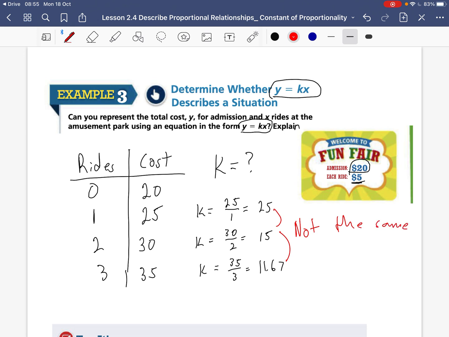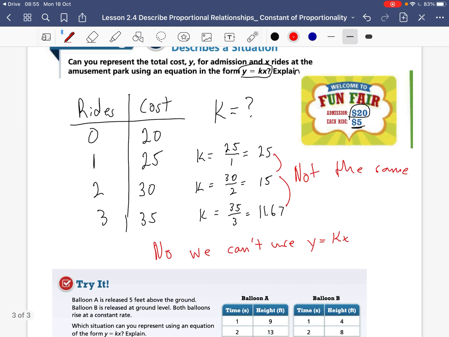It's different. So can we write this out using this form? No, we can't use y equals kx. And what we want to say is that it is not proportional. Okay, so they are not proportional.